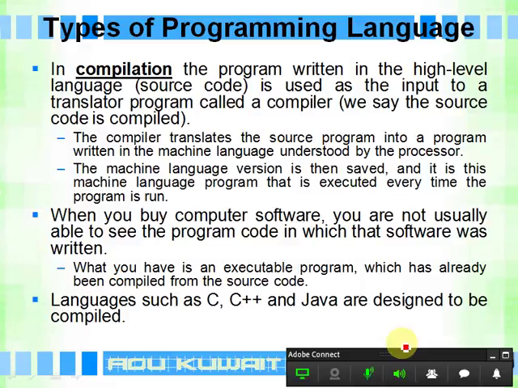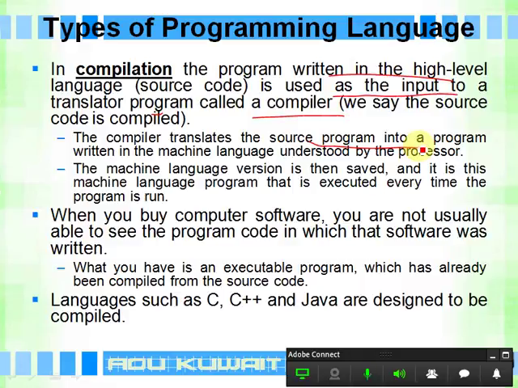In compilation, the program written in the high level language, that is the source code, is used as the input to a translator program, which is called a compiler. The compiler translates the source program into a program in machine language understood by the processor, and the machine version is saved, for example the exe file. The machine language program is executed every time the program is run.